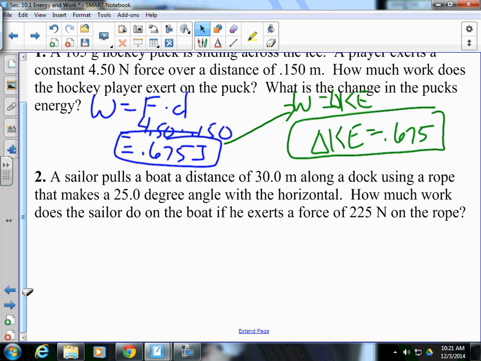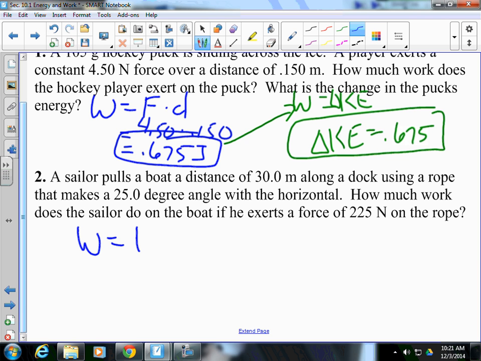Next up, question number 2. A sailor pulls a boat a distance of 30.0 meters along a dock using a rope that makes a 25-degree angle with the horizontal. How much work does a sailor do on the boat if he exerts a force of 225 newtons on the rope? Here, we have an angle coming into play when we solve for work. When we have an angle coming into play, we're going to have to add it. So work is equal to force times distance times the cosine of theta.